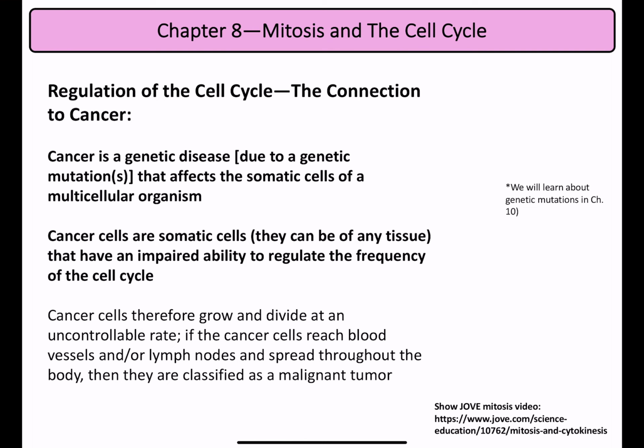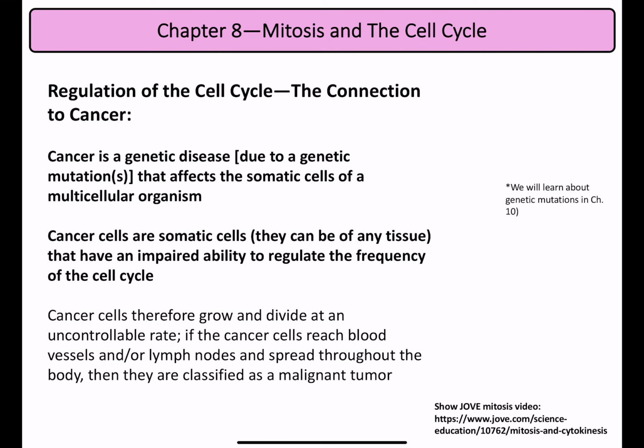Alright, so our last topic here is the regulation of the cell cycle. I want you to realize that one reason we know so much about the cell cycle and mitosis is that it directly relates to cancer. So cancer is a genetic disease of the cell cycle. It's caused by problems that occur with the cell cycle.